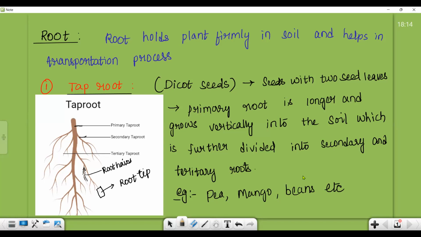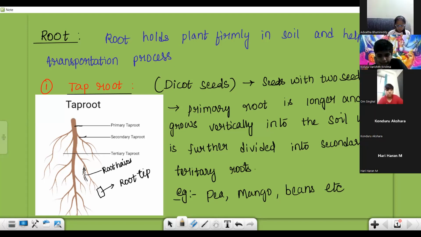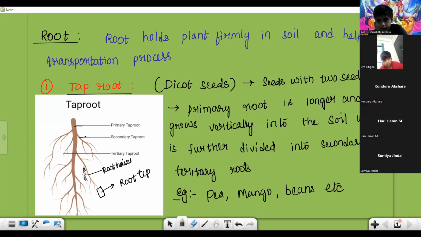Okay? Yes, ma'am. Clear with the taproot? So whenever taproot comes to your mind, remember that it is found in dicot plants, that is, plants which have dicot seeds.